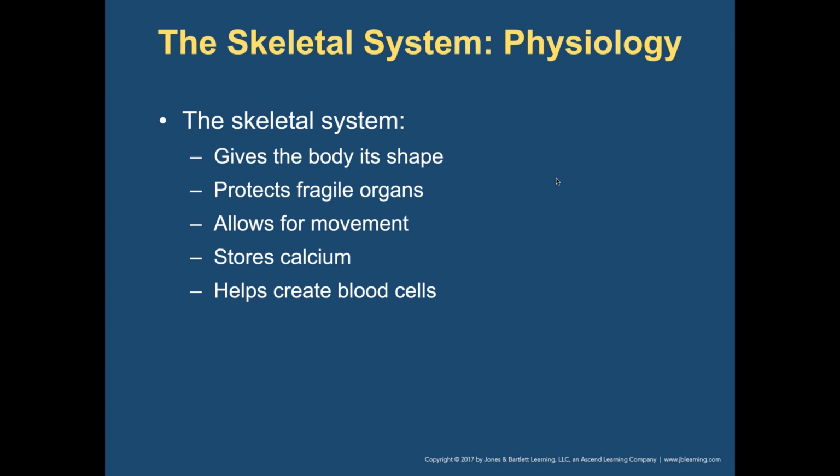For your physiology, like we said at the beginning, the purpose of the skeletal system is to give the body its shape. It protects your fragile organs, particularly in your chest, allows for movement, stores calcium when you need it, which is great because your heart needs calcium, your muscles need calcium, and it helps create blood cells. All of those is not just for movement and protection. A lot of your electrolytes are stored or come from the bones themselves.